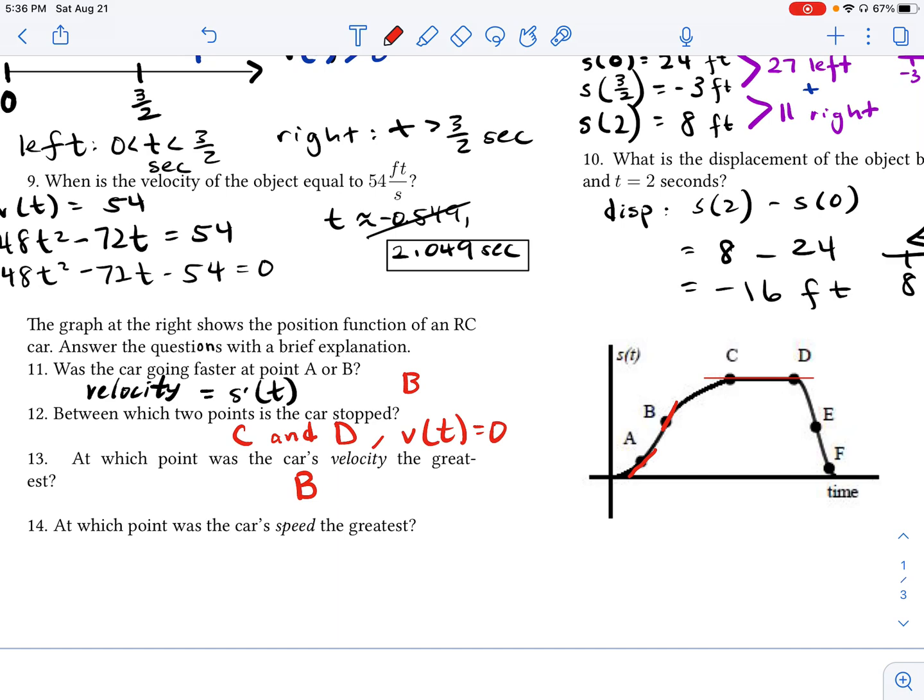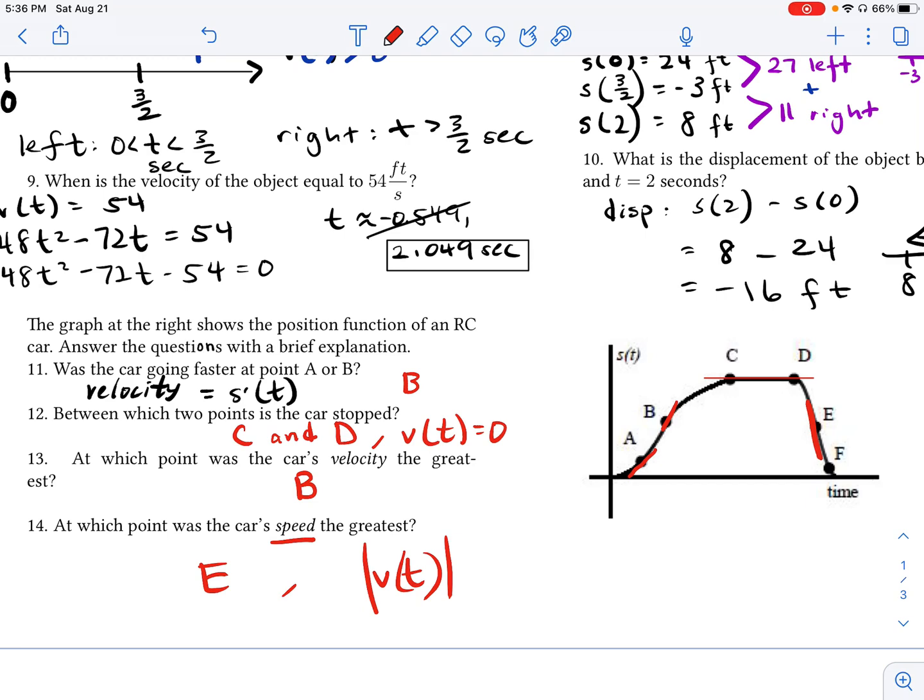Now, why is that important? Because the next question is asking, at which point was the car's speed the greatest? Well, now we're looking at speed, which doesn't care whether your tangent line slope is positive or negative. Clearly the steepest part of our graph appears to be right around here at point E. So we would say E, because the absolute value of our velocity appears to be the greatest there.